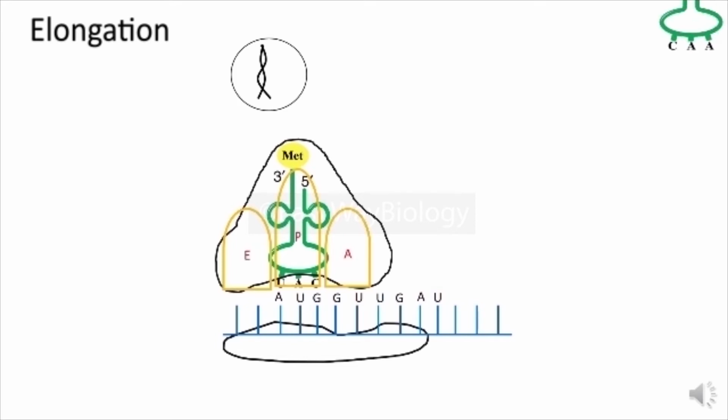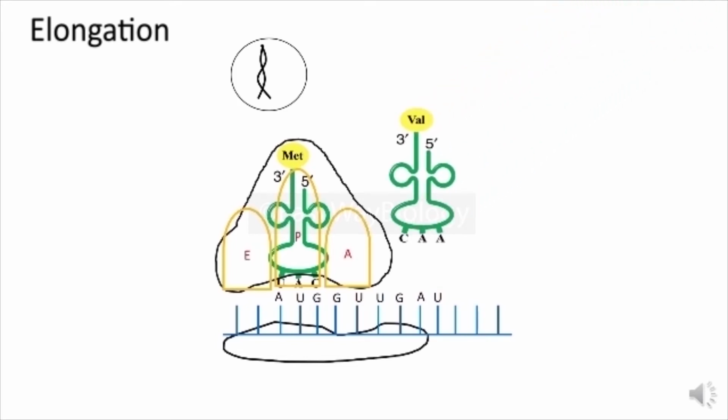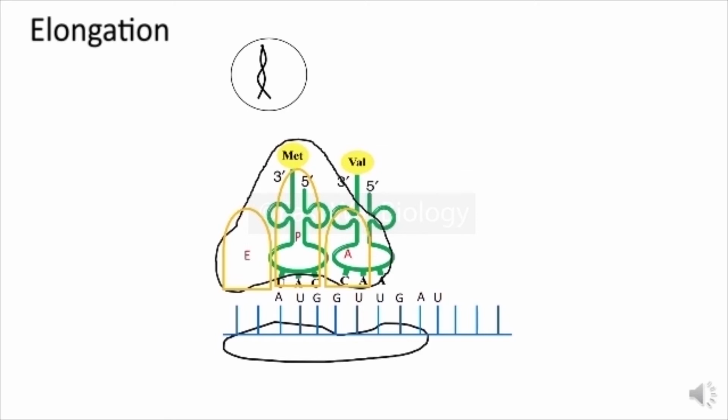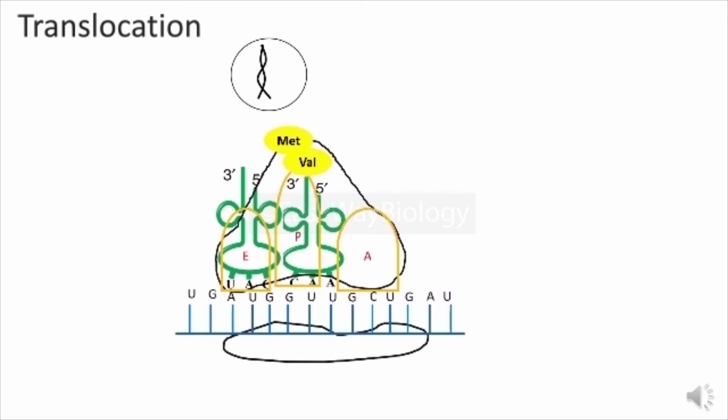Elongation. Then the second tRNA molecule with the relevant amino acid to the next codon of the mRNA strand reaches the A site. This process is called reading of codons and it occurs left to right. A peptide bond is made between the two amino acids located at A site and P site now.